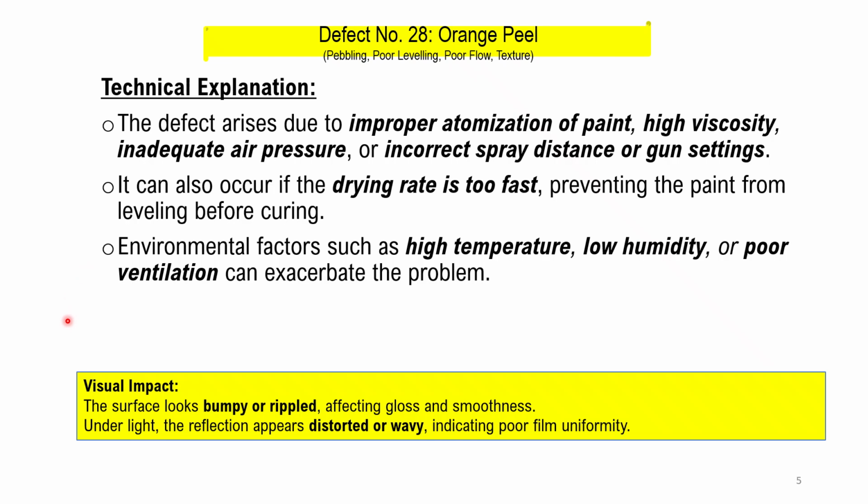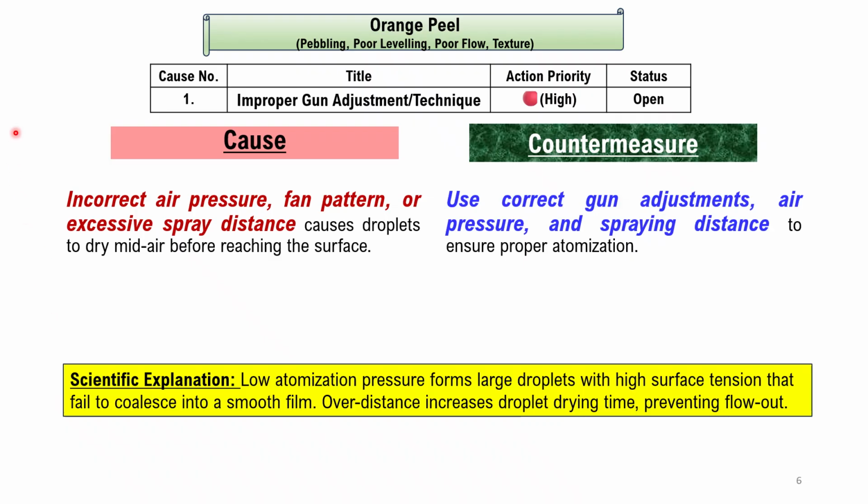The visual impact: the surface looks bumped or rippled, affecting gloss and smoothness. Under light, the reflection appears distorted or wavy, indicating poor film uniformity. Coming to the causes and countermeasures. Number one, improper gun adjustment or technique.